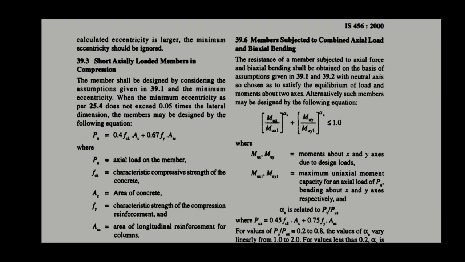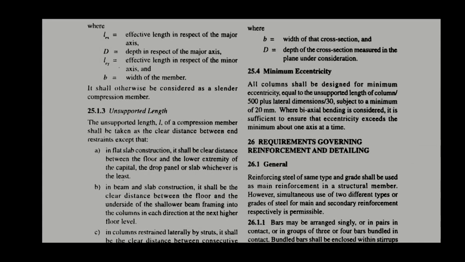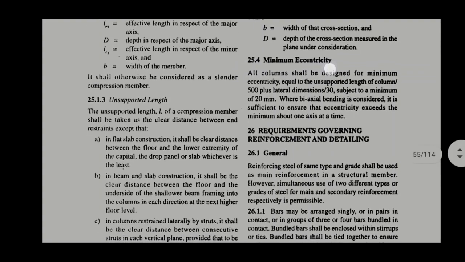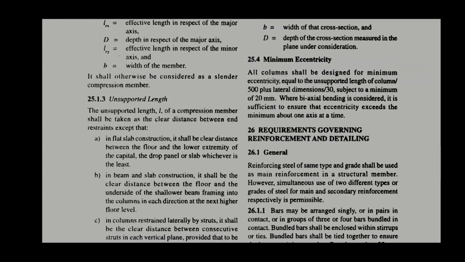So before checking the following equation, let's check out as per clause number 25.4 what is minimum eccentricity. Look, clause number 25.4, minimum eccentricity. All columns shall be designed for minimum eccentricity equal to the supported length of column by 500 plus lateral dimension by 30, subjected to a minimum of 20 mm.